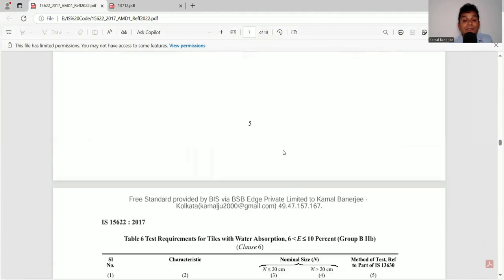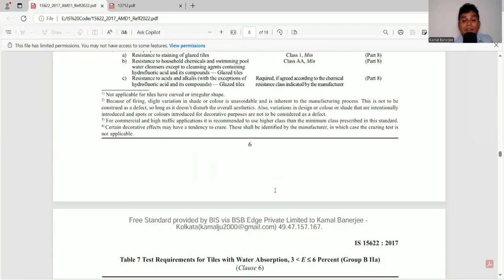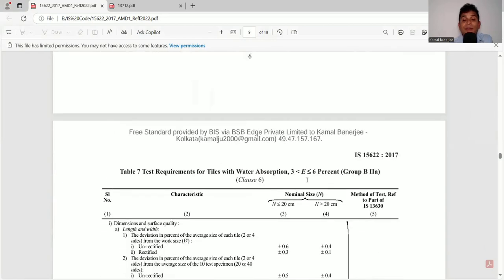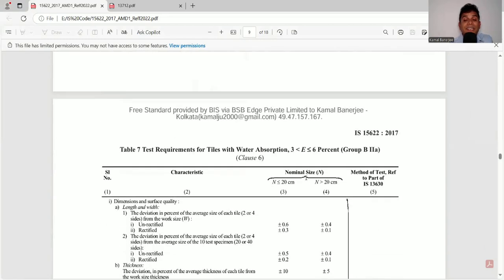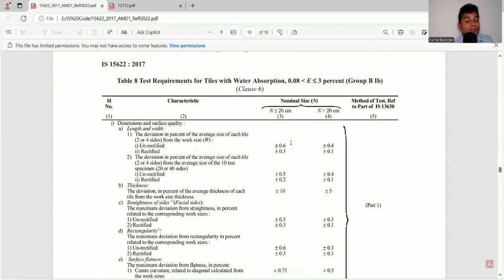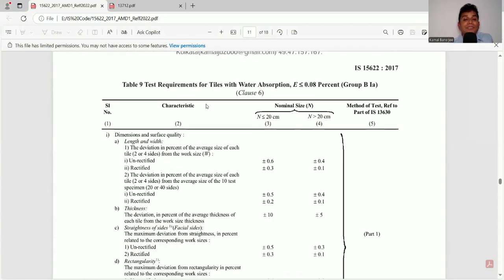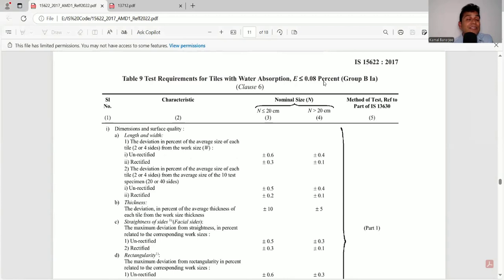So what is my water absorption? That is 0.08, less than 0.8. If it is 3 to 6, it will not be valid. If it is 0.8 to 3, it is also not valid. Now this is the test requirement for tiles with water absorption E less than 0.08. So this is our tiles, the vitrified tiles.